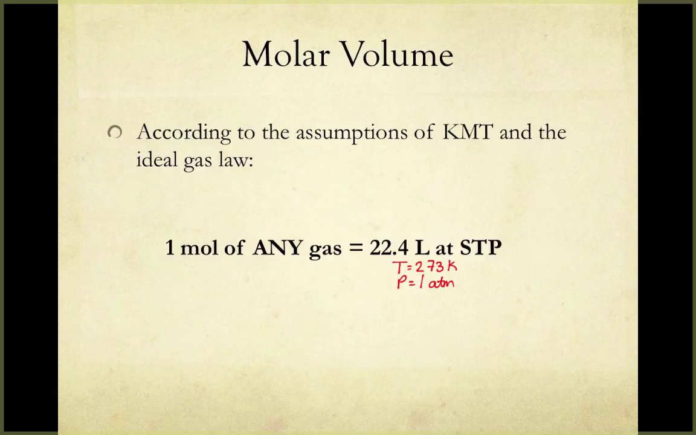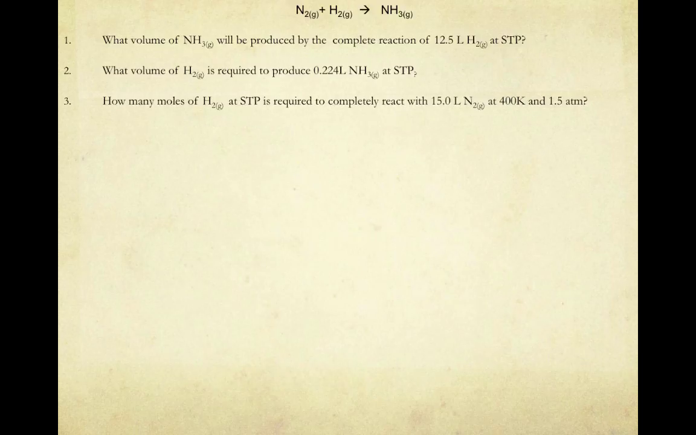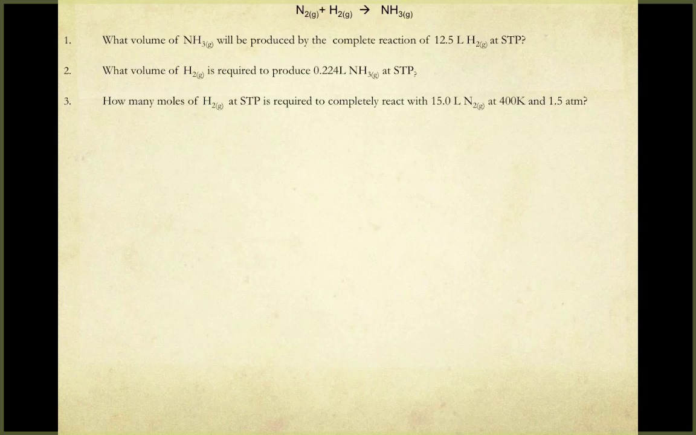Just like we used molar mass to convert between mass of a substance and its number of moles, we can use molar volume to convert between volume of a gas and the number of moles. We can use molar volume and PV equals nRT to perform stoichiometric calculations using gas volume. Here's a sample problem. Let's look at number 1 together, then you can pause the video and try the rest on your own.